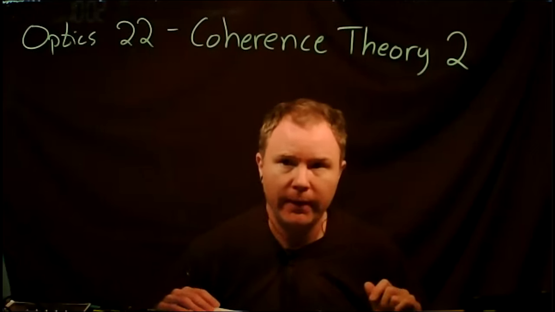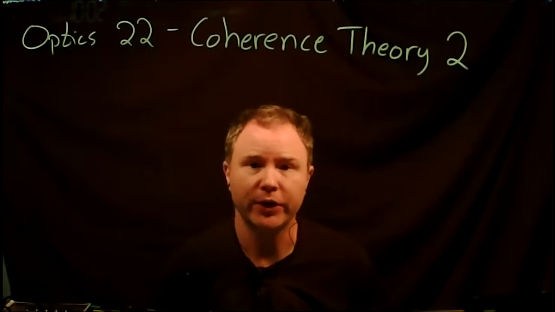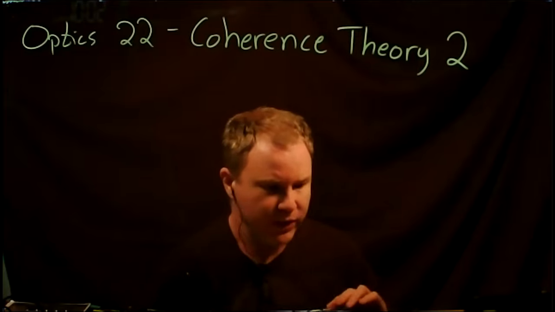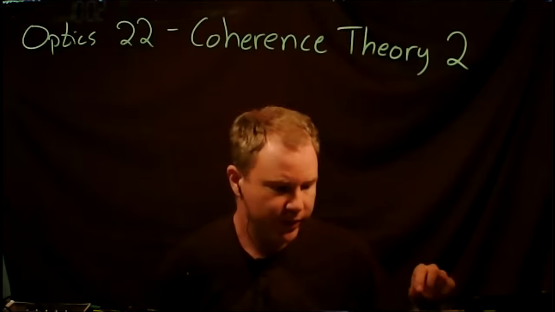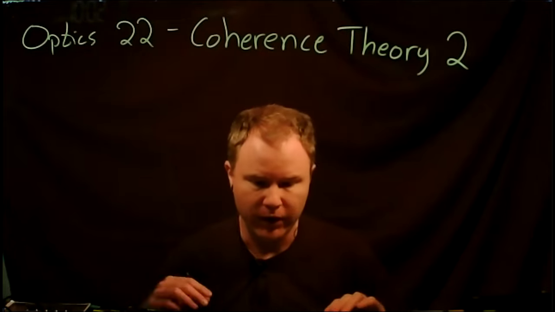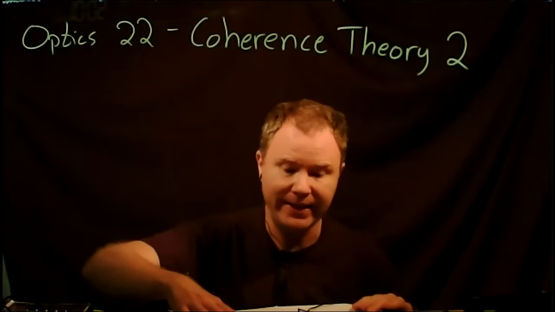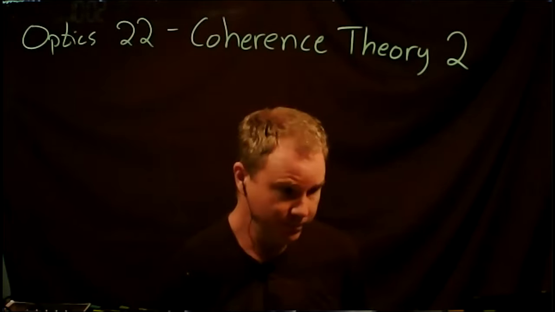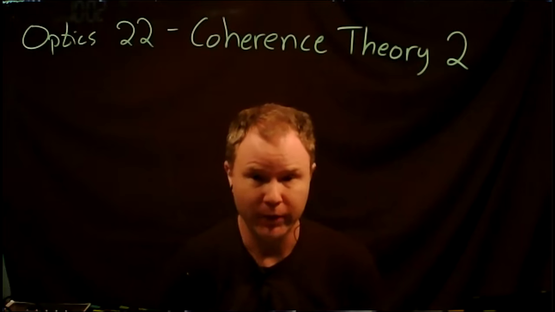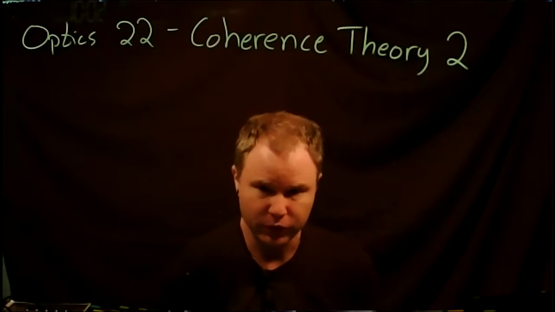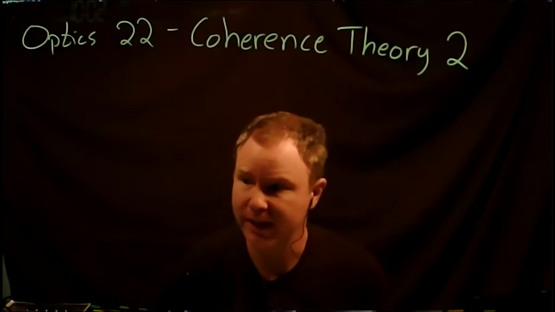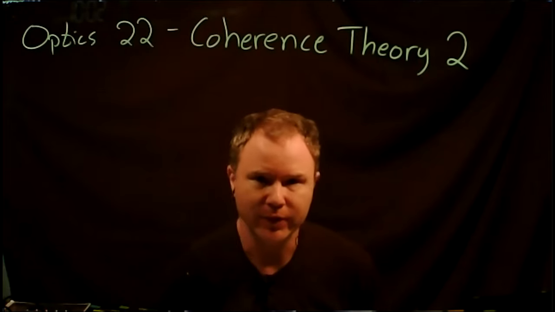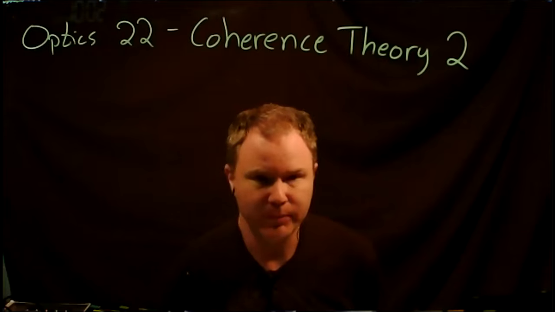Okay, so today we're going to continue with our discussion of coherence theory. And basically what this means is dealing with interference of light that is not one pure wavelength. And if you remember anything from Fourier transforms or signal processing class, the idea of a single wavelength or a single frequency is a bit of a limiting case.